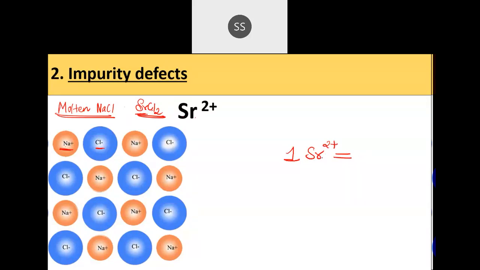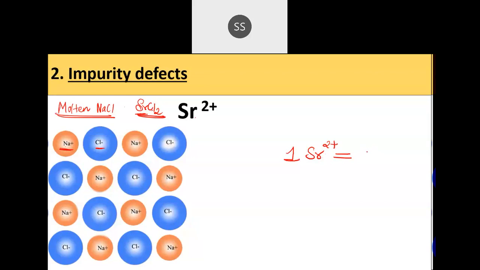One Sr2+ will make how many sodium ions is my question. To equalize their charge, how many sodium ions should I take? Yes, very good. Correct, no? 2 sodium ions, because one sodium ion carries one charge. 1+ is the charge.